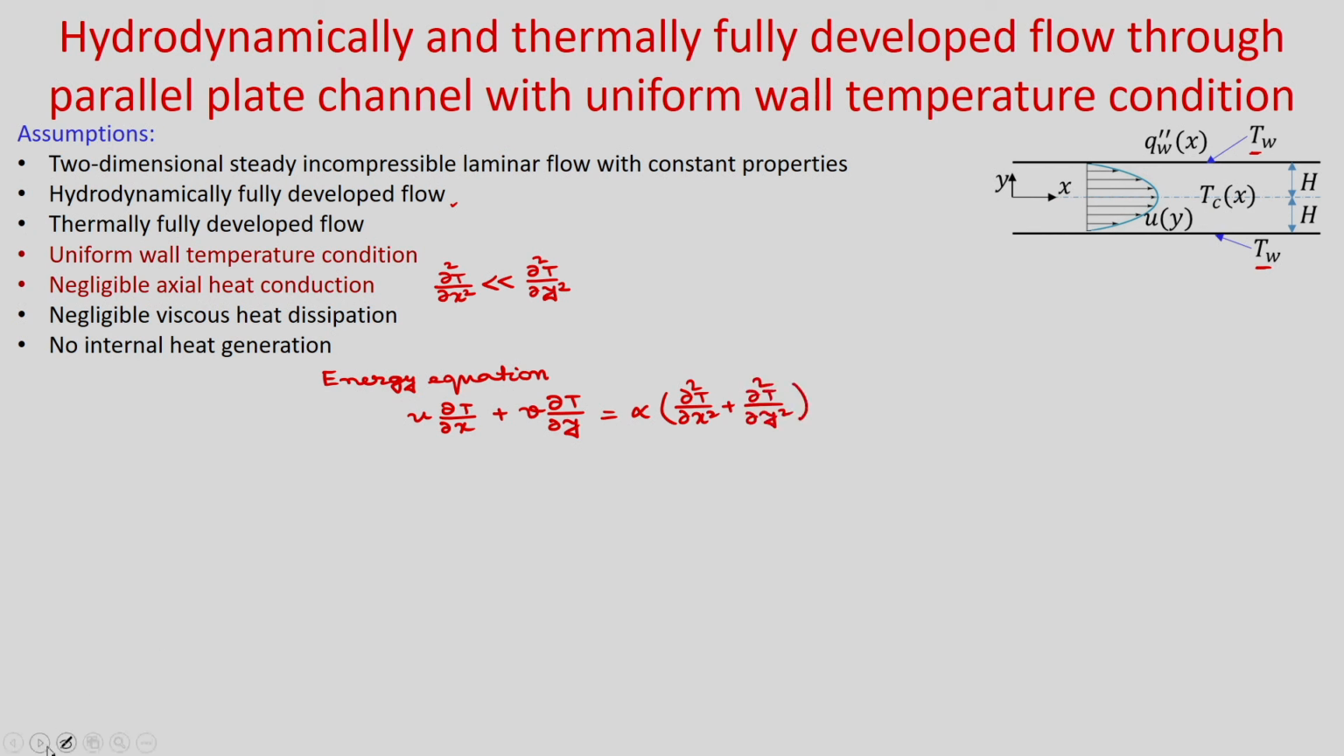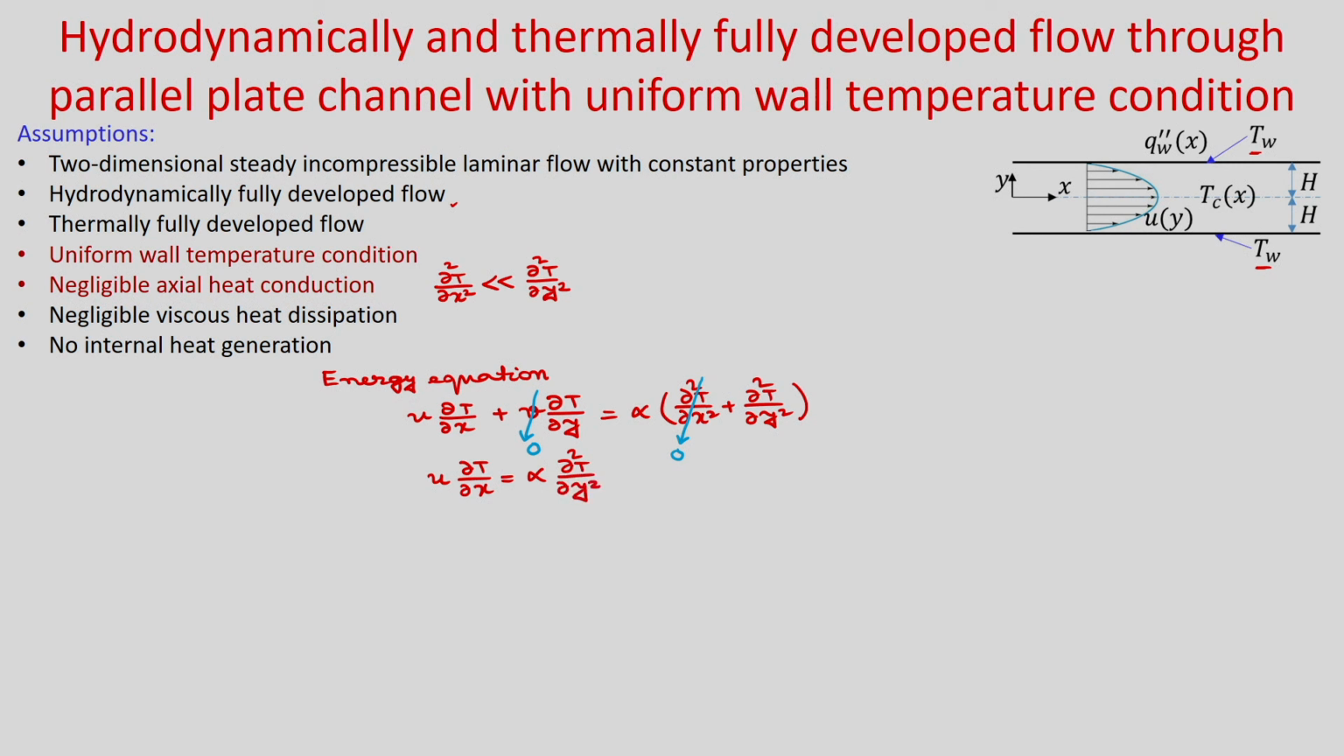Now, we will invoke the assumptions like fully developed condition. So, V will be 0, and your axial heat conduction is very small, so this is also 0. So, you can write the simplified energy equation as U del T by del x is equal to alpha del 2 T by del y square.